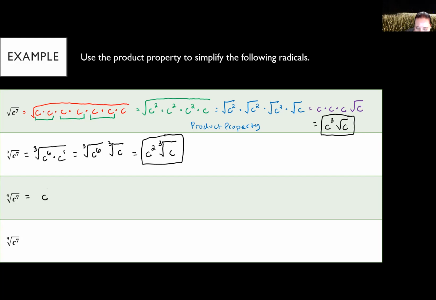So I'm going to have c to the 4th, and then I need to make this c to the 7th. So I have 3 more in order to make it to c to the 7th. And then I've got the index of 4. So it's the 4th root.